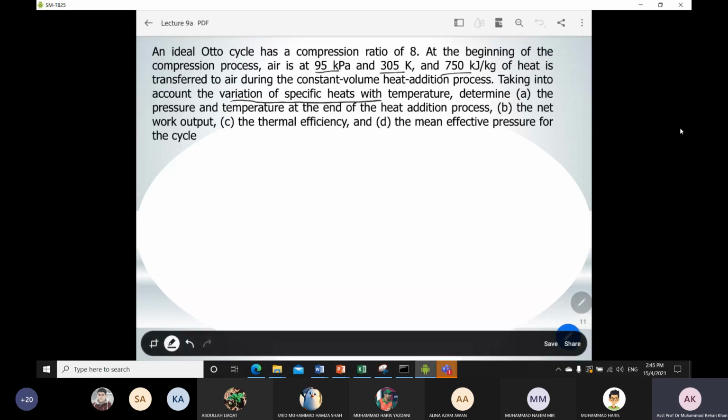So you have to use the thermodynamic table and find the pressure and temperature at the end of the heat addition process, the net work output, the thermal efficiency, and the mean effective pressure. Also remember that you will not find this problem at the end of your book, because I have changed the values so that you have to solve it by yourself.